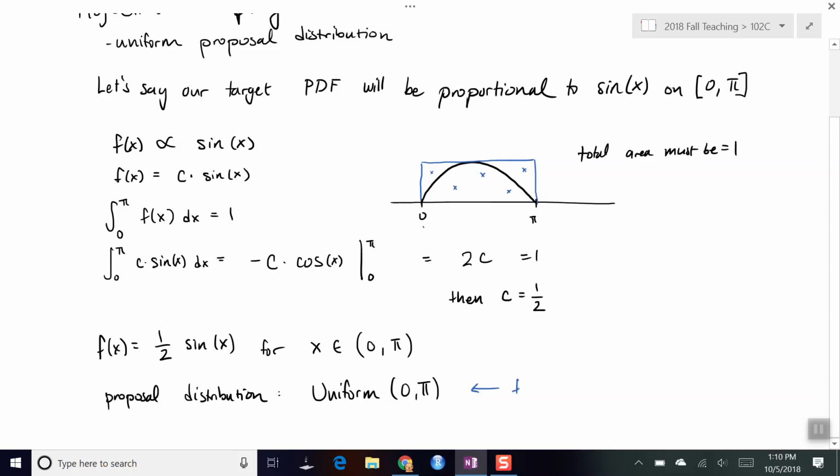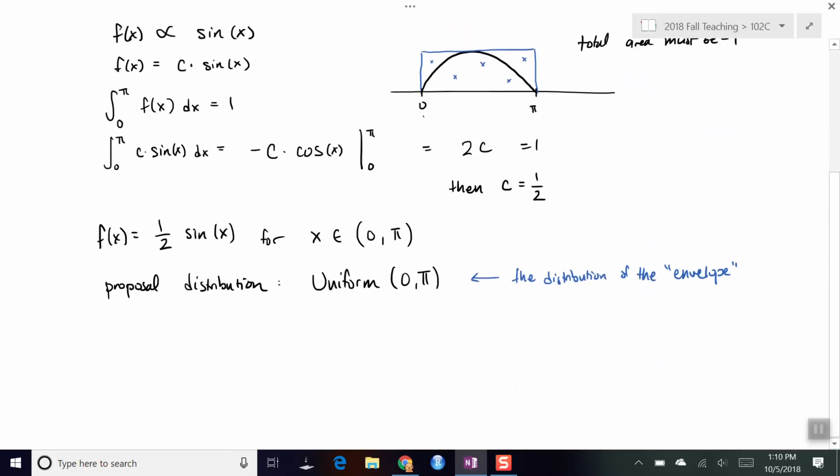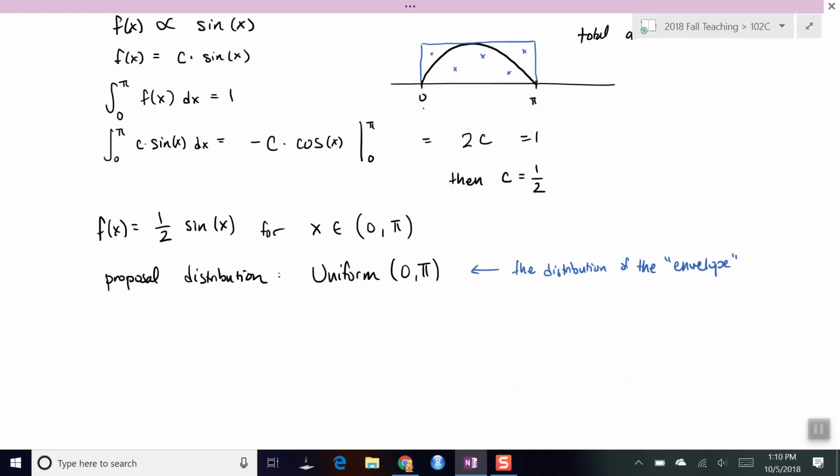Okay, so this is kind of the distribution of the quote-unquote envelope there. All right, is that okay?